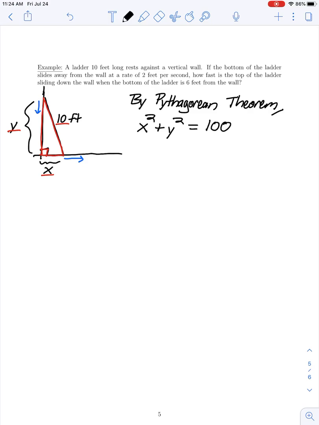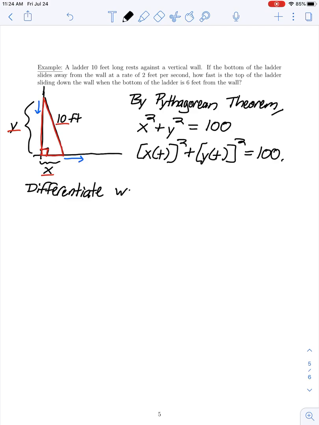And really, x and y are both functions of time, because our ladder is slipping. So the distance from the foot of the ladder to the wall and from the top of the ladder to the floor are changing over time. So let's rewrite our equation like this. Now we're interested in the rates at which x and y are changing over time, so we're going to differentiate with respect to time, t.